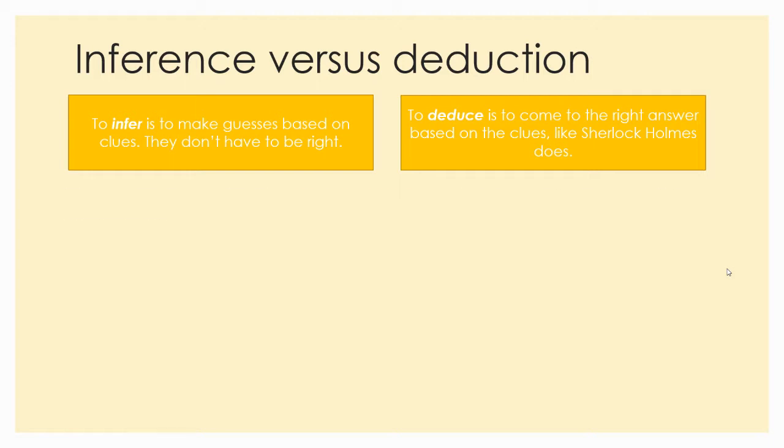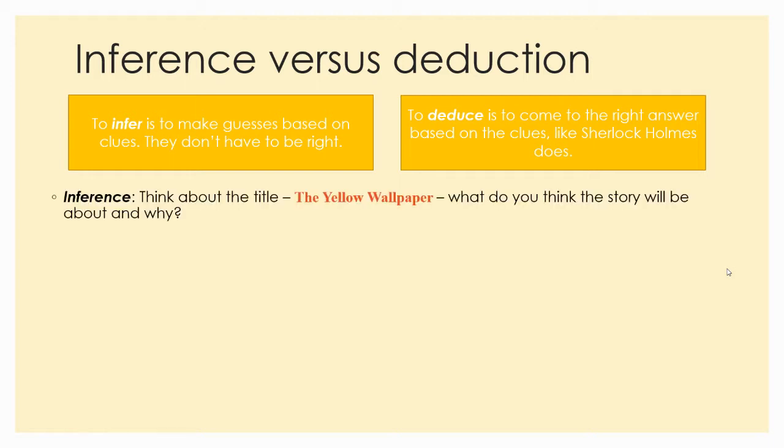So we'll have a little look. So inference. The first thing I want you to do is to infer. Think about the title of the story, The Yellow Wallpaper. What do you think the story will be about and why? So have a pause, have a guess, and that's what inference is. Go, pause.